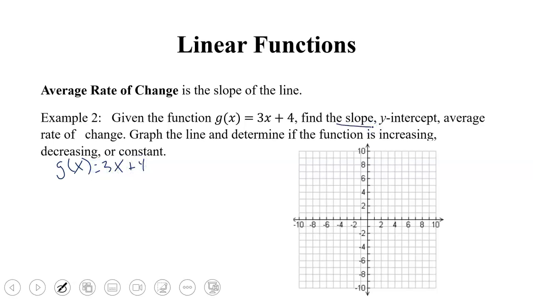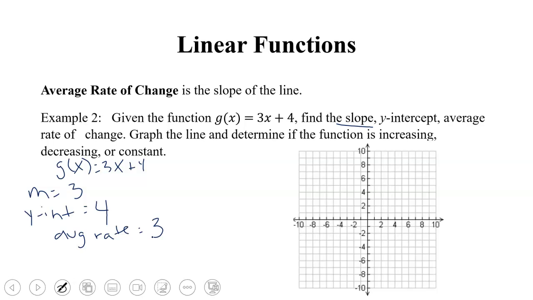I need to find my slope. So what's the slope? 3. What is your y-intercept? So my y-intercept is 4. And then what is my average rate of change? It is 3. Remember, the slope and the average rate of change are going to be the same.